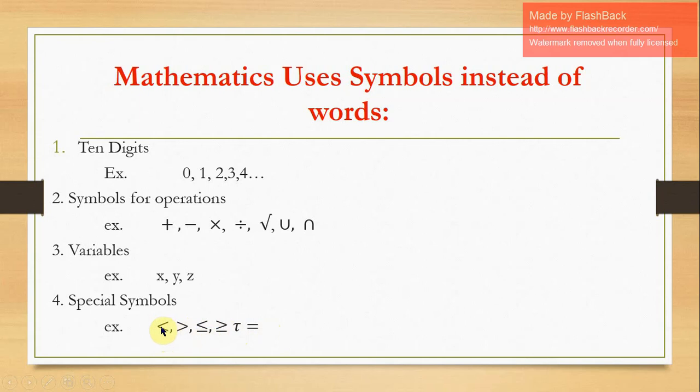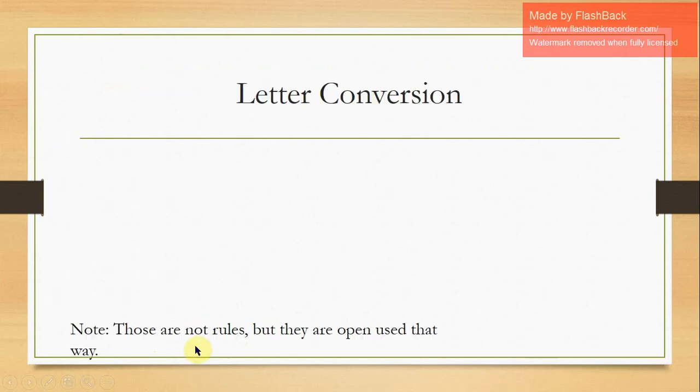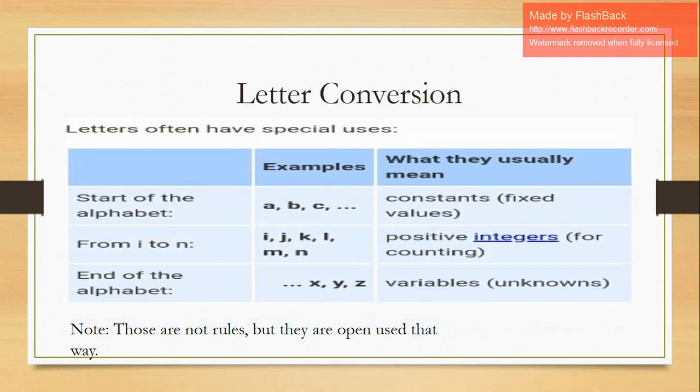And these four symbols, from less than up to greater than or equal, are used in inequalities. Now, let's have a letter convention. Letters often have special uses in mathematics. For example, the start of the alphabet, a, b, c, are used in mathematics as constants or fixed values. So, kapag nakakita kayo ng abc, pwedeng constant yan in mathematics.